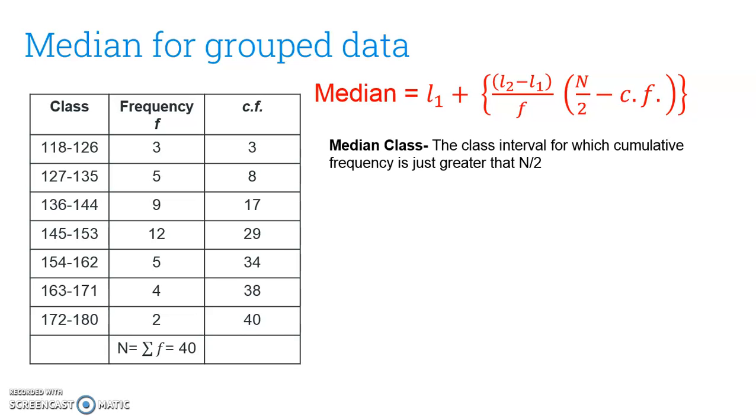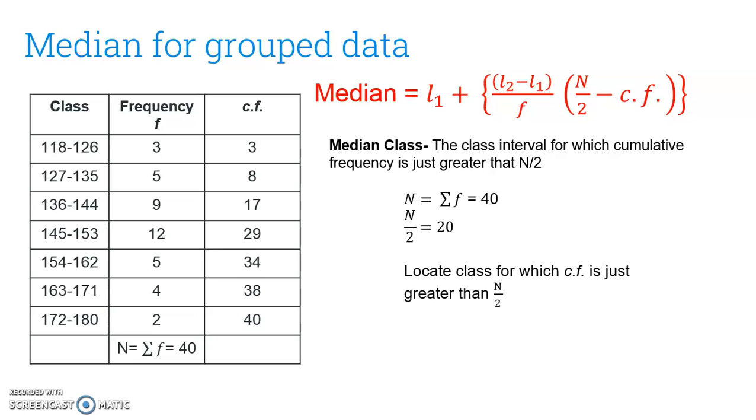Now, in order to find the median, the next task is to find the median class. The definition is written here: the class interval for which the cumulative frequency is just greater than n by 2 is the median class. We have seen the definition of median: it is the value which divides data into two equal parts. Suppose the data has a total of n elements. It is going to divide the data into two equal parts, that is, the first part will contain n by 2 values and the second part will contain n by 2 values. So that's why we need the value of n. N is the summation of f, which is 40. Now n by 2 is going to be 20.